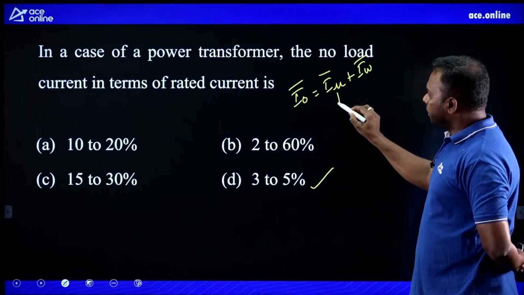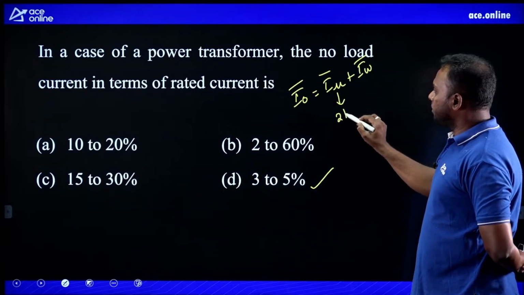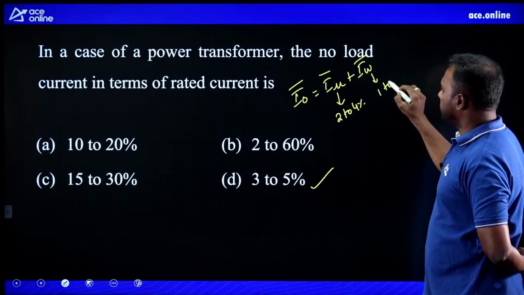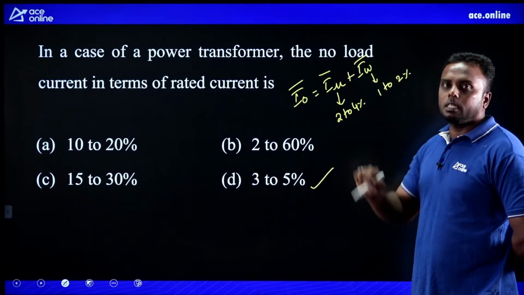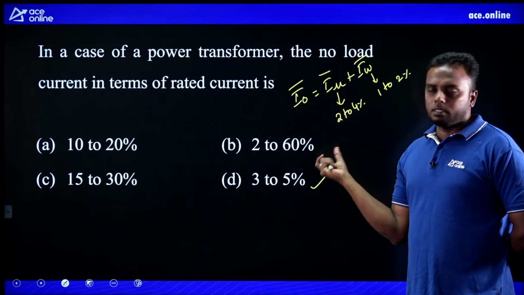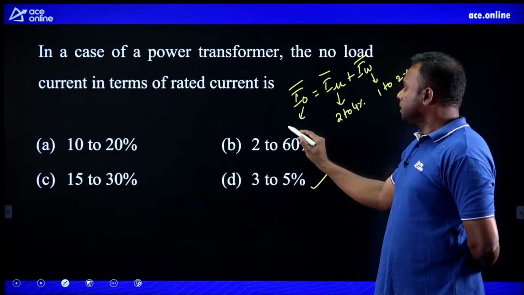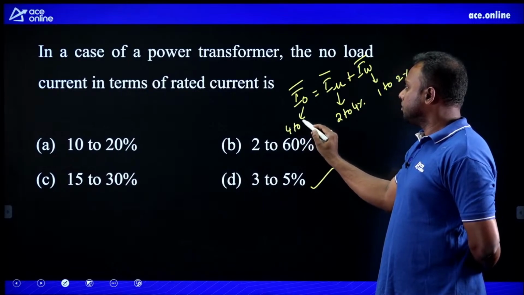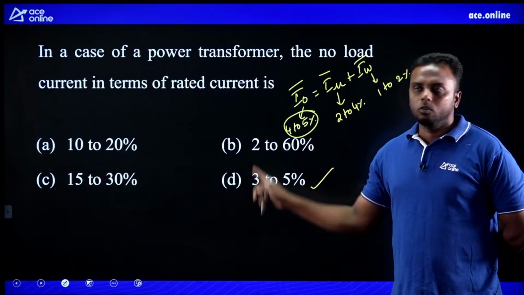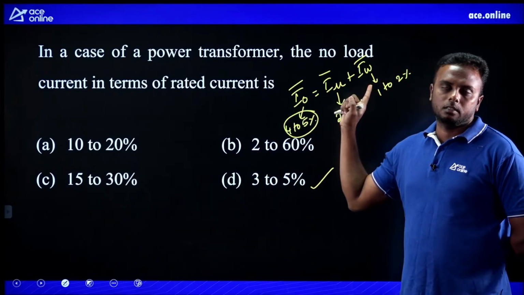What is the percentage of I mu? It is approximately, remember, 2 to 4%, and IW is 1 to 2 percentage. Very small, IW percentage is less. I mu 2 to 4% and I naught approximately 4 to 5 percentage will be in this range. This is the percentage of no load current, magnetizing current, iron loss current.